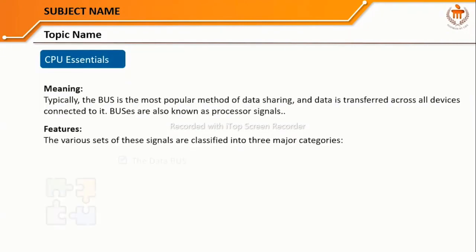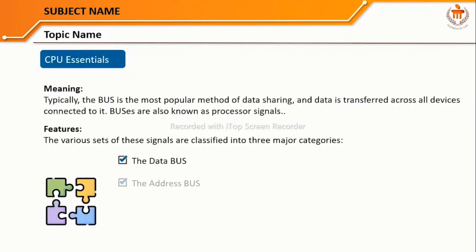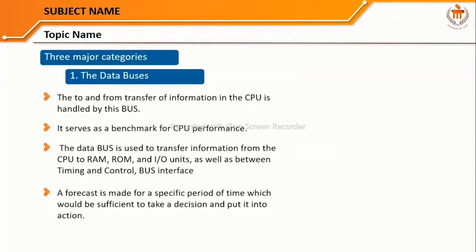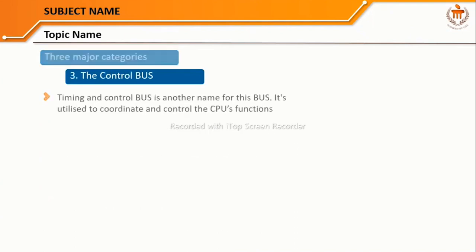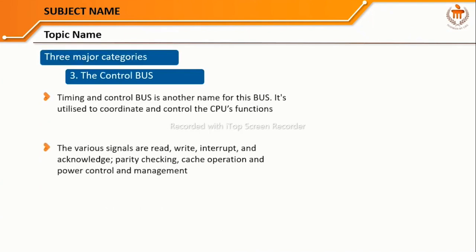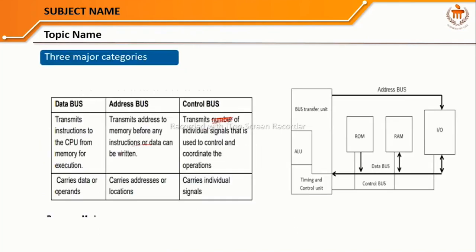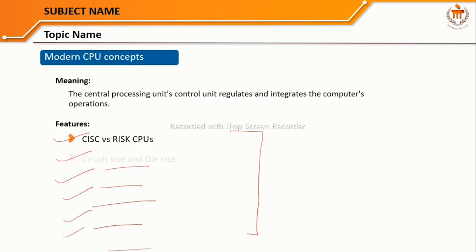We understood three features: data buses, address buses, and control buses. With data buses, the CPU can transfer data from one device to another. With address buses, we learn where to put the data and how to get the data, by address lines A0, A1, A2, A3. Control buses control the various tasks, such as write operations.